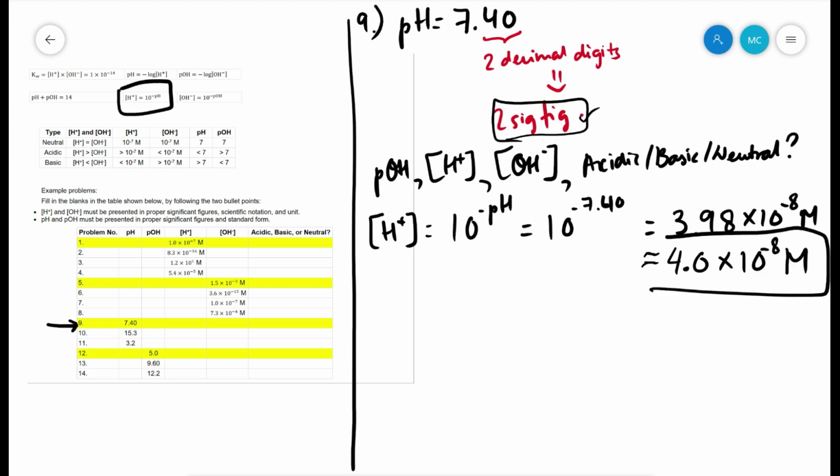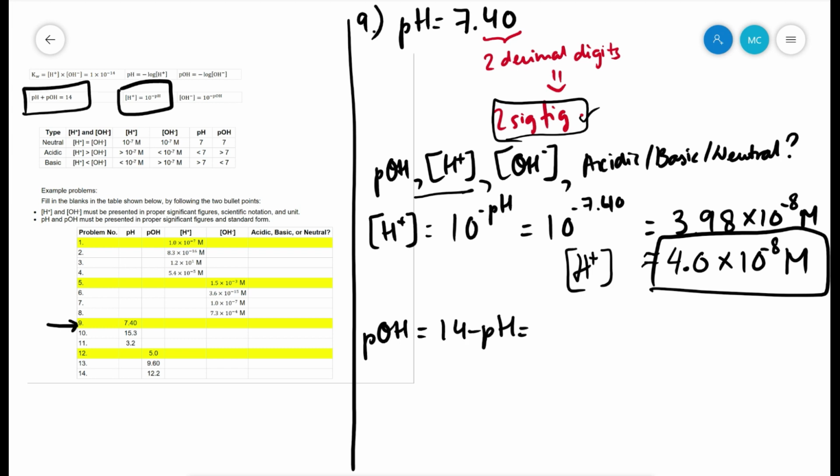This will be the final answer. So you found the concentration of H plus. Now for the pOH, you will use this equation. So pOH equals 14 minus pH equals 14 minus 7.4. You should get 6.60.